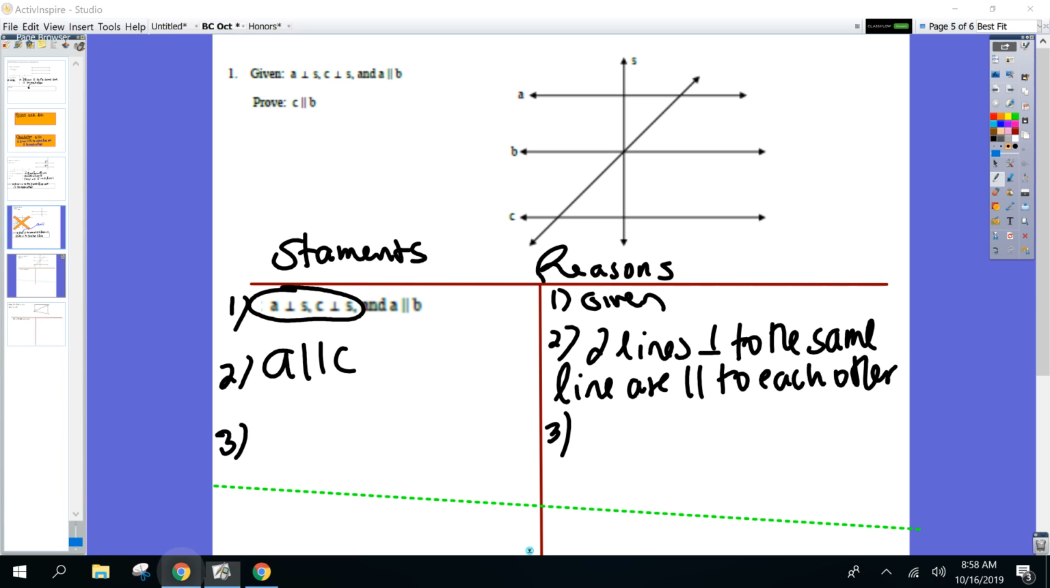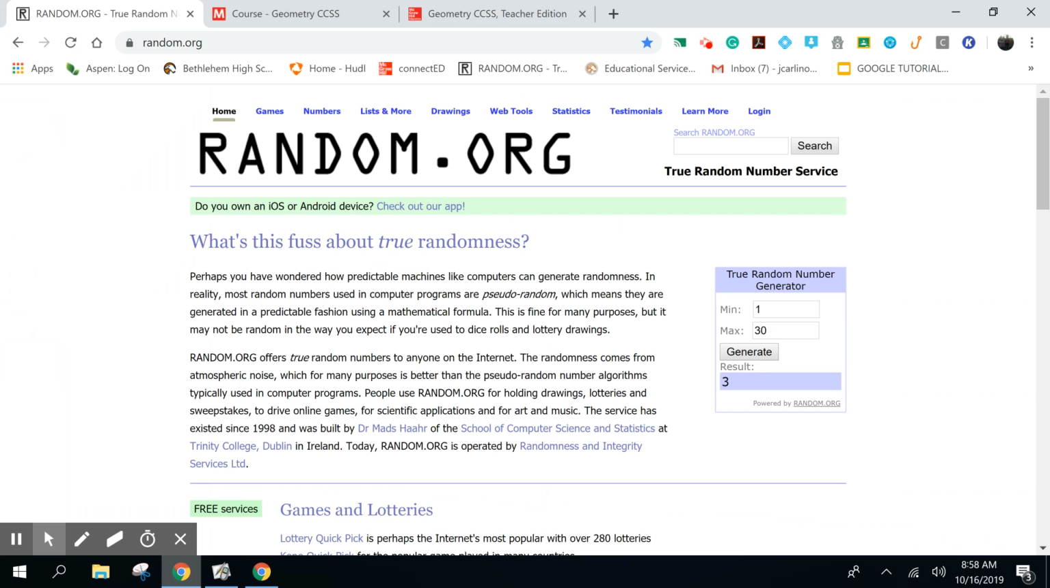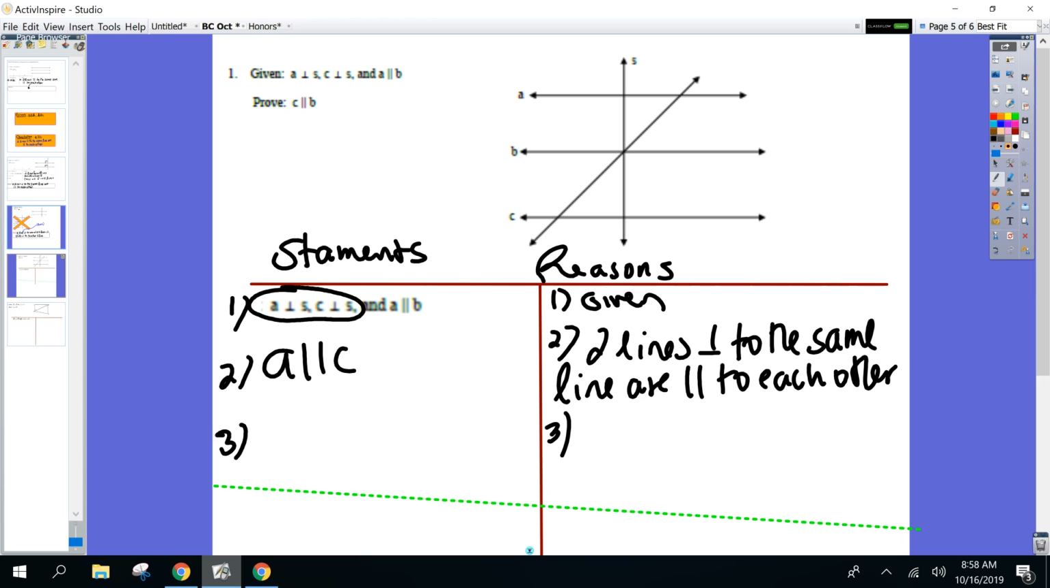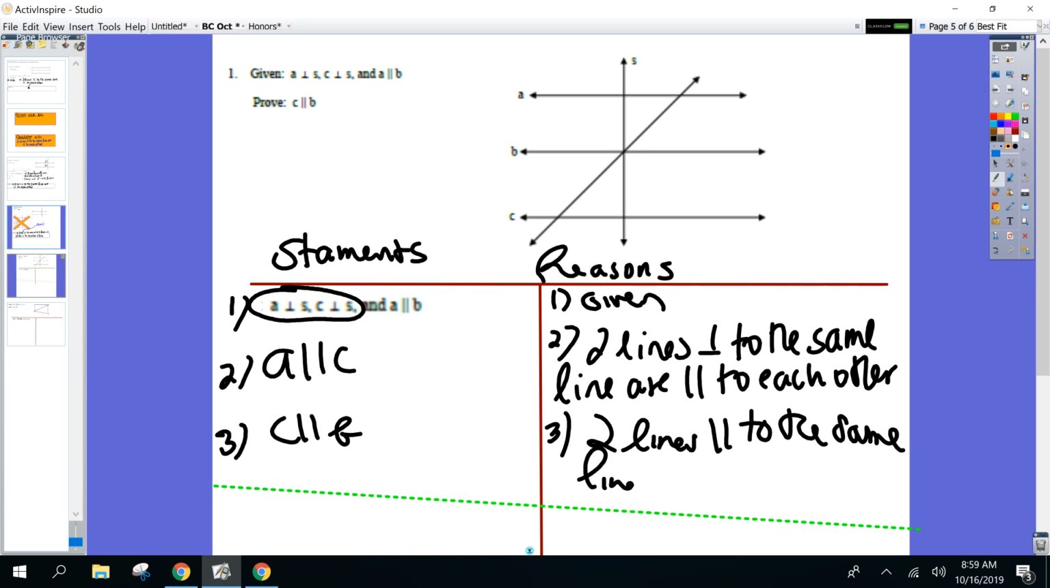What's your conclusion in your group? Okay, to state what? Two lines parallel to the same line are parallel to each other. Yes.